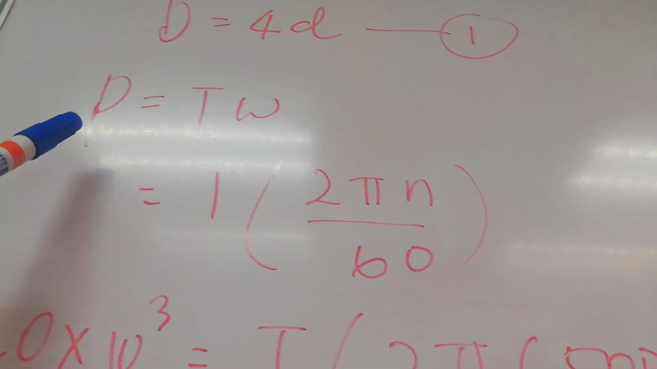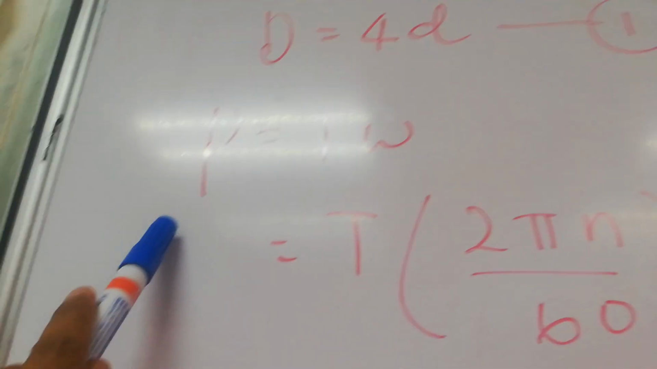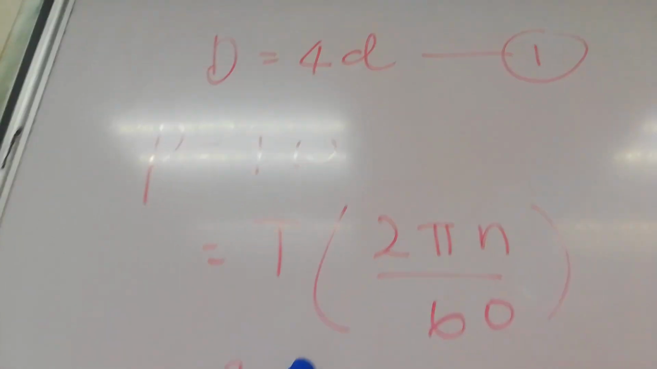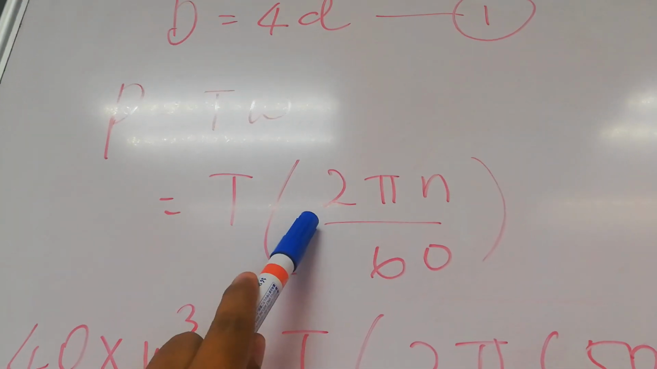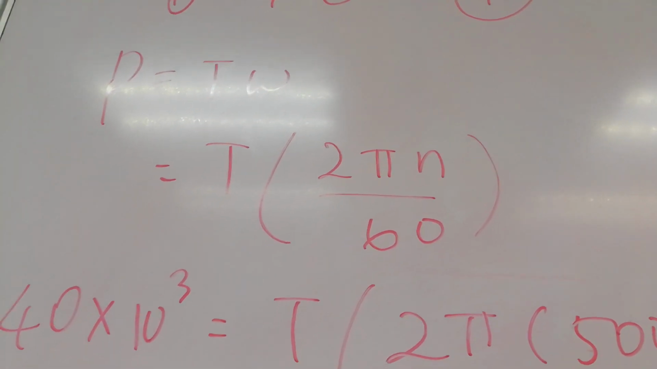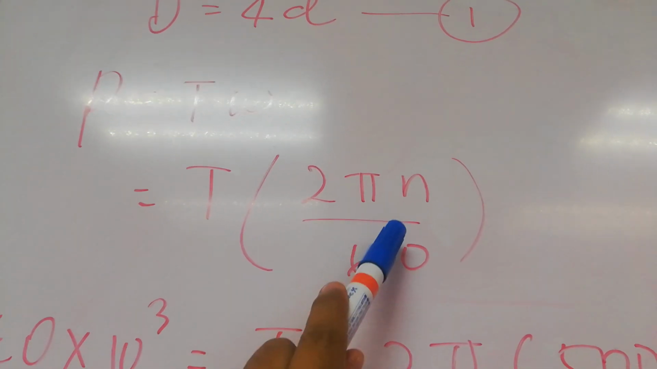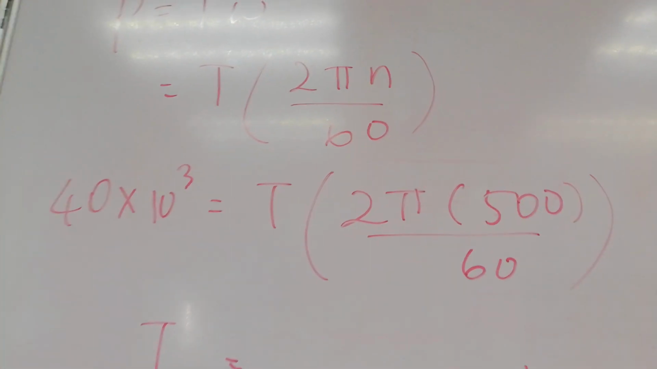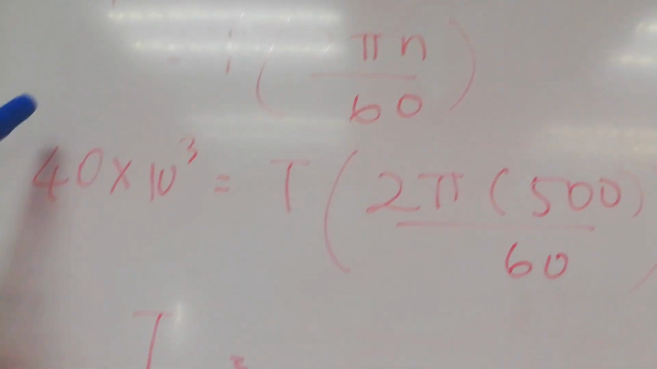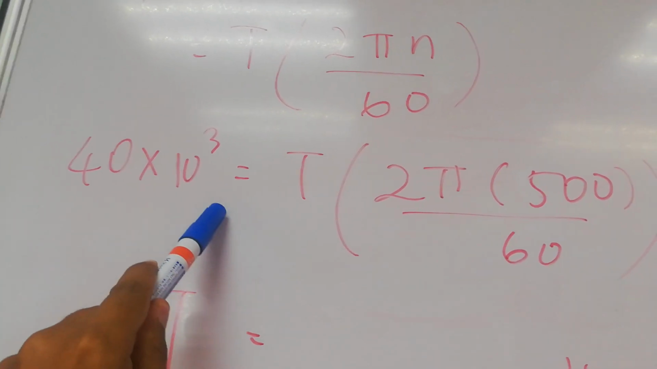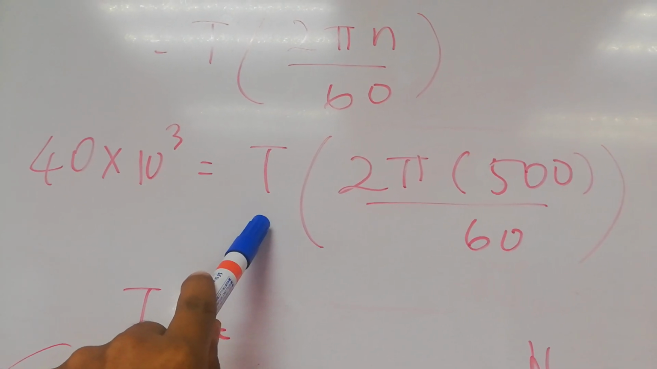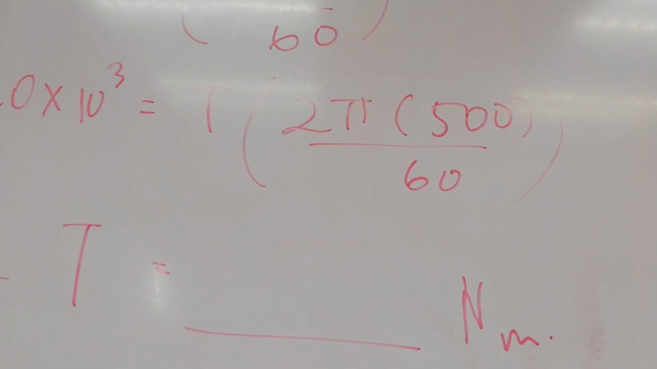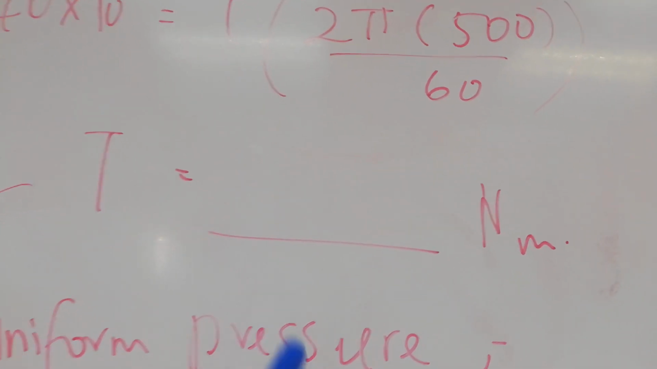From the equation of power, we have P equal to T times omega, right? Omega is 2 pi n over 60, because in the equation given to us, n is in rpm. So we substitute all the information: power 40 kilowatt equal to T, which we would like to determine, times 2 pi, n is 500 rpm, divided by 60, and then we get a value of T, which is the torque.